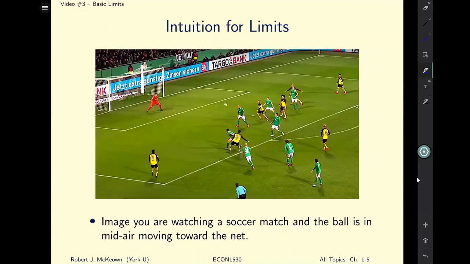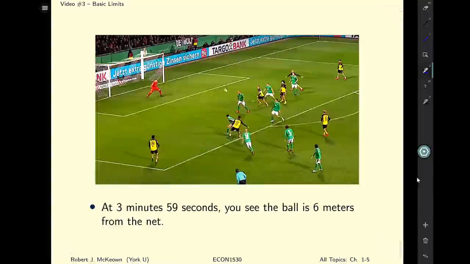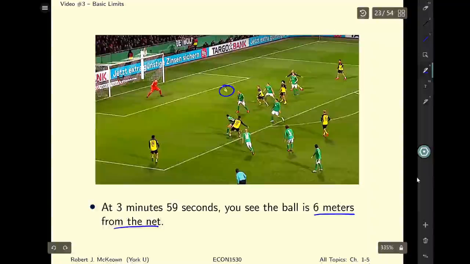I want you to imagine yourself at home on the internet, on your computer, on your smart TV, and you're watching a soccer match, or it could be regular cable TV. And you're watching, and the ball is in the air. There it is, a little blurry, but there is the ball in the air. The time into the game is 3 minutes, 59 seconds. And you notice that the ball is 6 meters from the net. There's the ball. And let's say that it's 6 meters from the net.